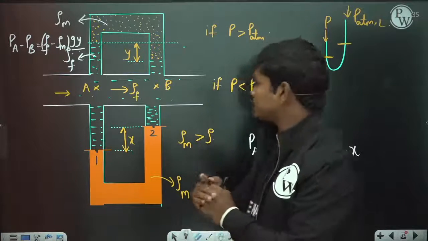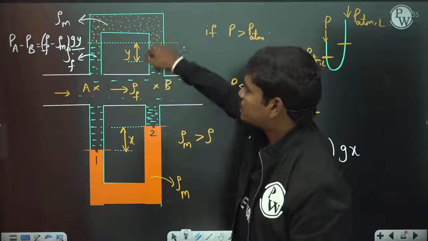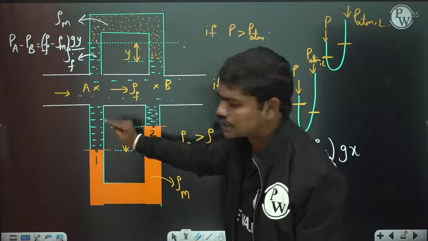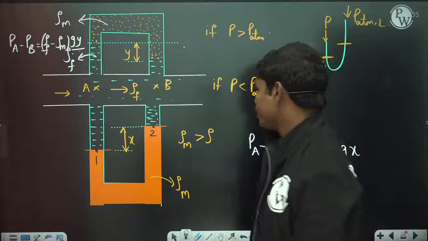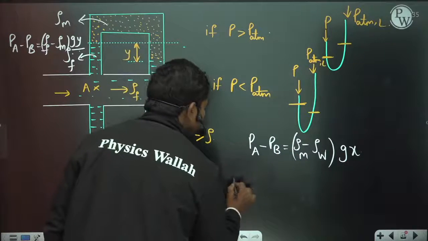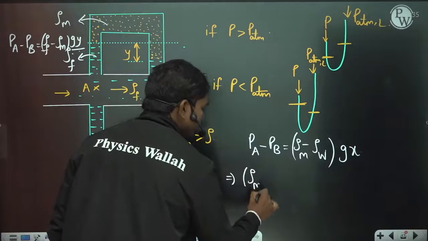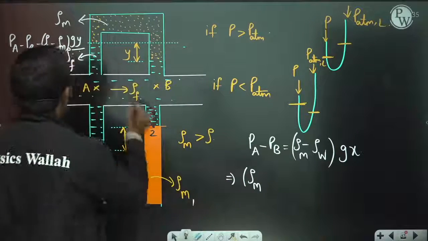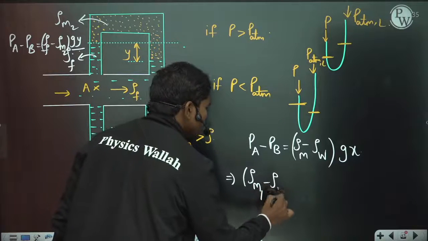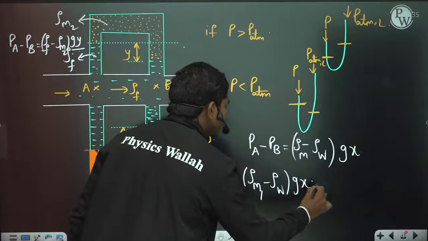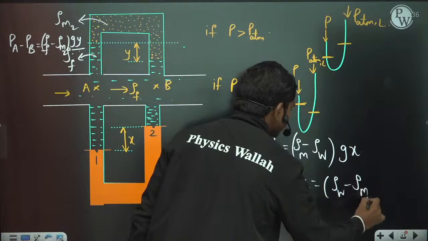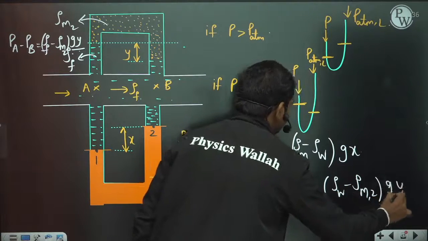Okay, so now if you see, whenever you are inverting, this fluid should have higher density than this. Similarly here, this fluid should have higher density than this. Now, this PA minus PB is the same in any case. So let us call the manometric fluid here M1 and this one M2. So (rho M1 minus rho water) times g times X is the same as (rho water minus rho manometric fluid 2) times g times Y.